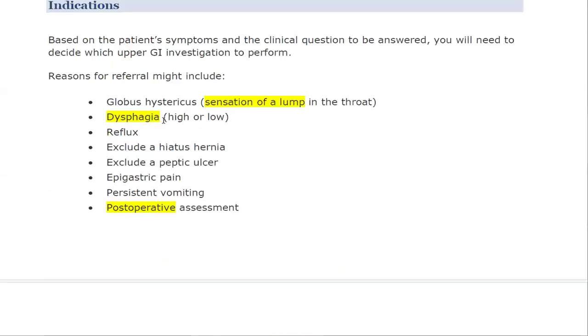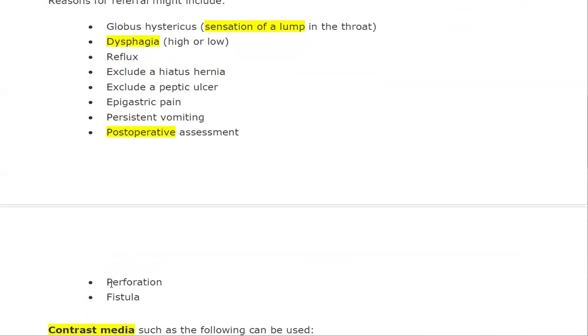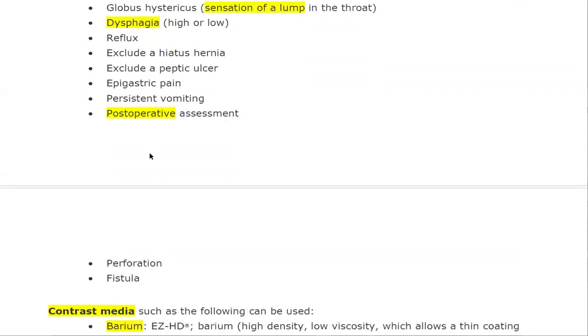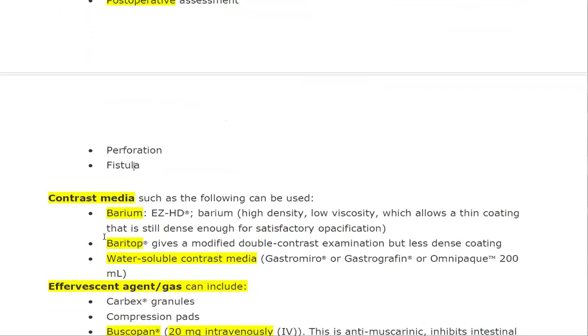Okay, so if there is a perforation, post-operative assessment, or fistula, all these are indications for a swallow and meal. Okay, so which contrast are you going to use? As we told, we have multiple choices. We have the barium study, and this is a single barium study without double contrast, and it must be high density, low viscosity, as we told.